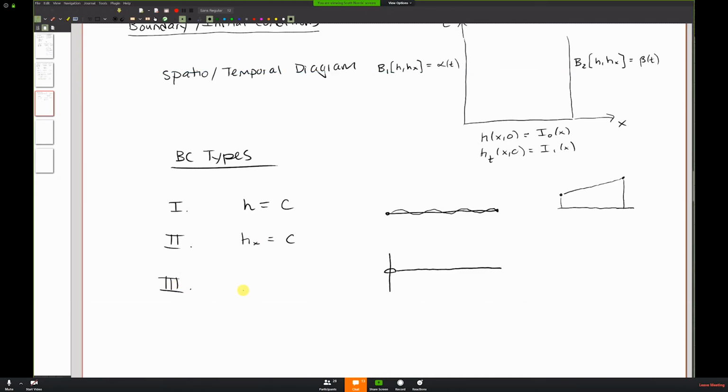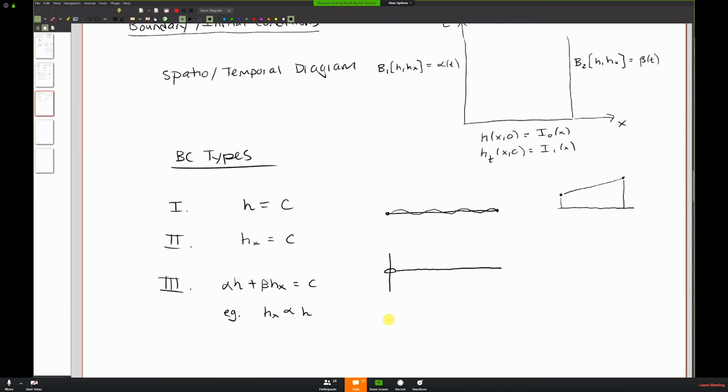And finally, we have our Robin conditions. You could have alpha HX plus beta H equals C, or, if I were being really organized here, I would say alpha H plus beta HX equals C. Again, the most common version of this would be a homogeneous version where, for example, HX is proportional to H. And this is even weirder.